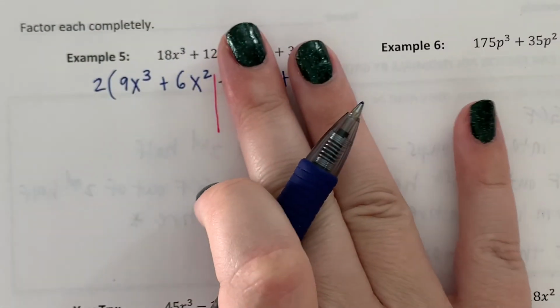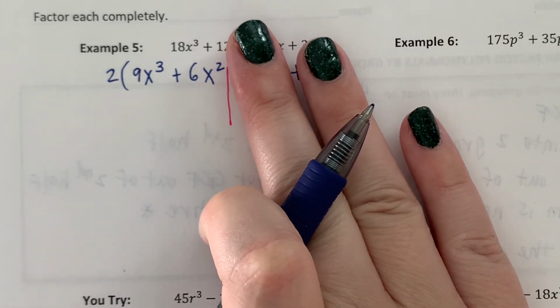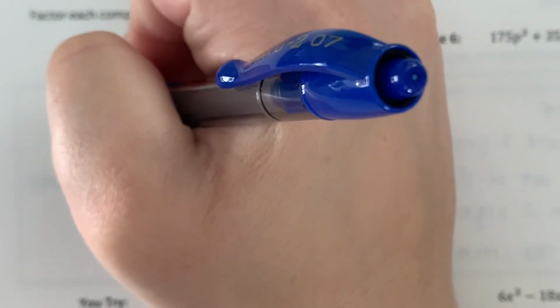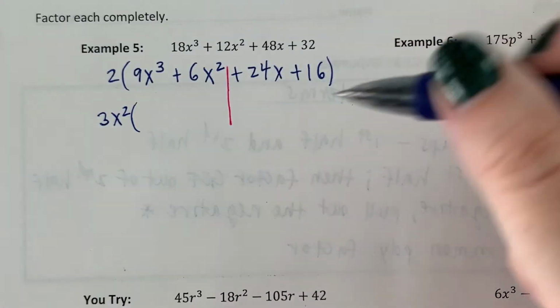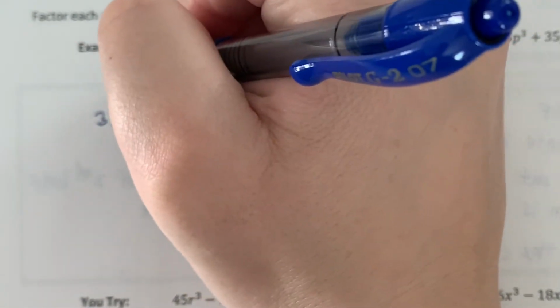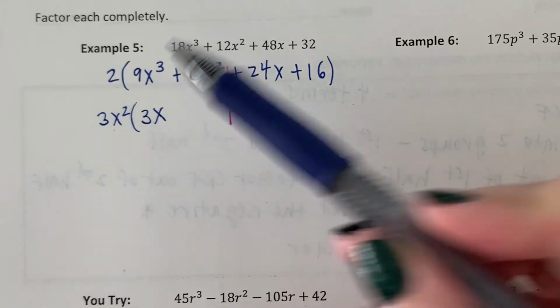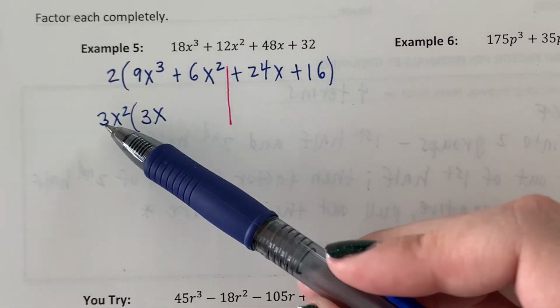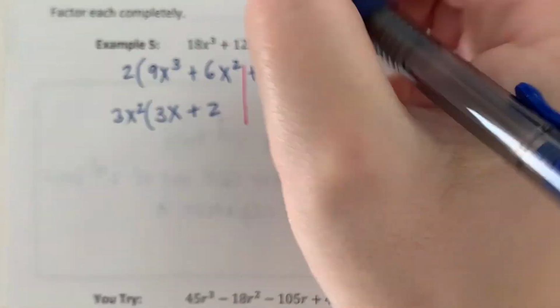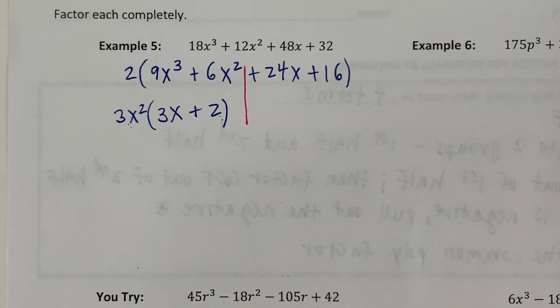So looking at my first half, what can I pull out? What's the GCF for 9x cubed plus 6x squared? I could pull out a 3x squared. 3x squared times what gives me 9x cubed? That would be 3x. 3 times 3 gives me 9. X squared times x gives me x cubed. Now I need to say 3x squared times what gives me 6x squared? That would be plus 2. 3 times 2 gives me the 6, and I already had the x squared taken care of.